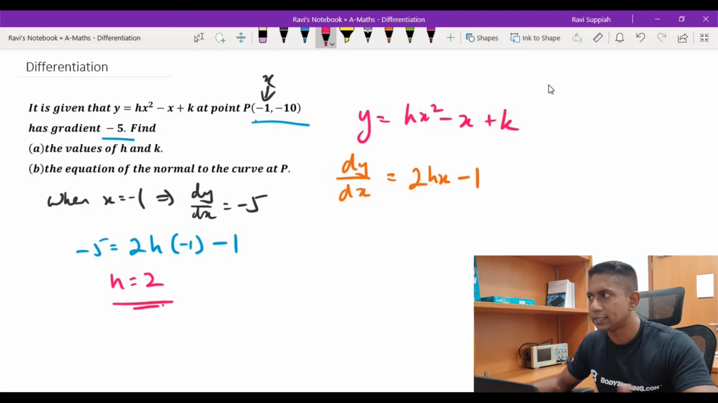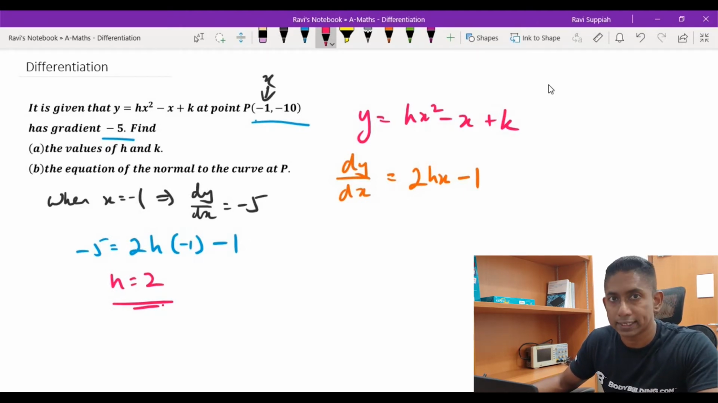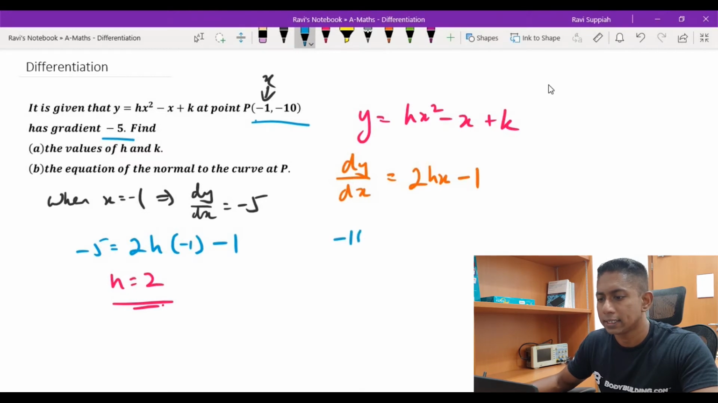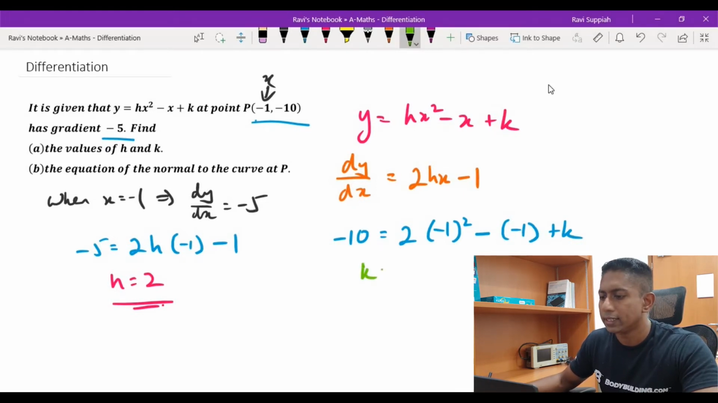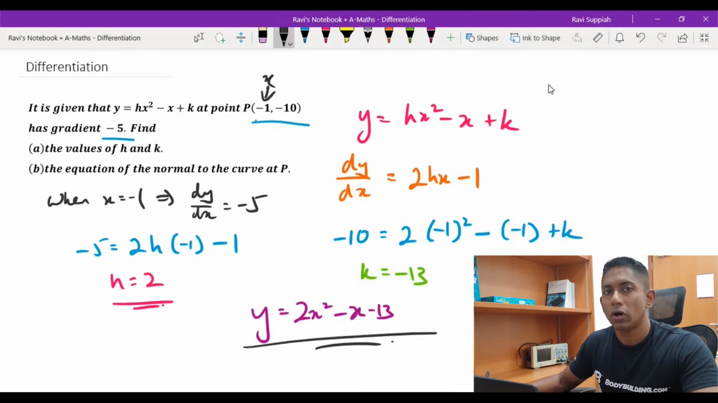Alright, now the next thing we know is that this point (-1, -10) is actually on the curve. So if I substitute this pair inside the equation, what I'll get is -10 equals h, which is 2, times (-1) squared, minus (-1), plus k. And with this, you can solve for k, and you get that k equals -13. So the final equation for y is y equals 2x squared minus x minus 13. That is your answer for part A.